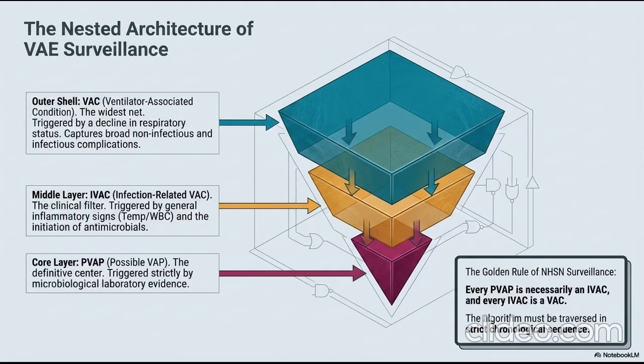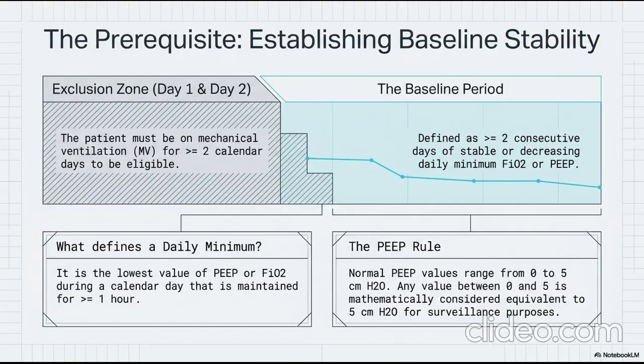The nested architecture of VAE surveillance. Think of VAE surveillance as a three-layered funnel. The outer shell is VAC, ventilator-associated condition, which captures any significant decline in respiratory status. The middle layer is IVAC, infection-related VAC, which applies a clinical filter of inflammatory signs and antimicrobial use. At the center is PVAP, possible VAP, defined by definitive microbiological evidence. The golden rule here is strict chronological sequence. Every PVAP must first be an IVAC, and every IVAC must first be a VAC.